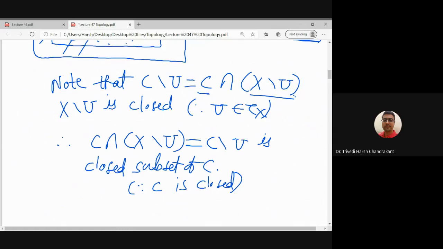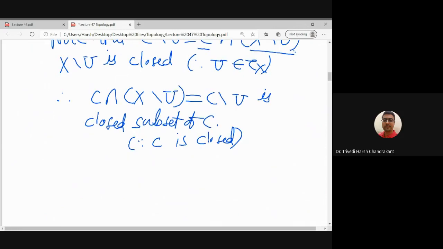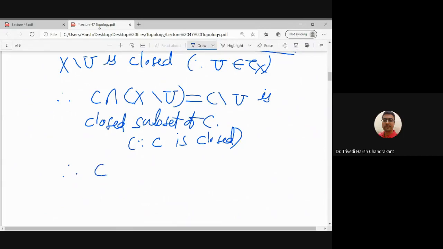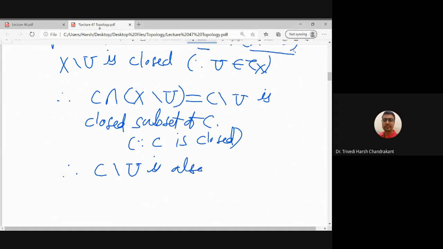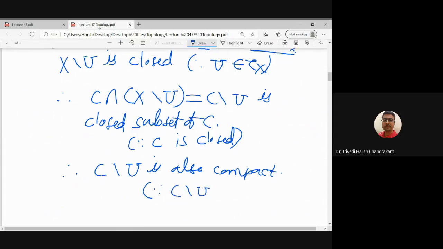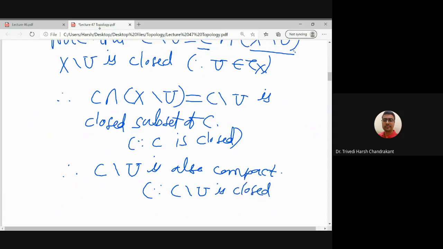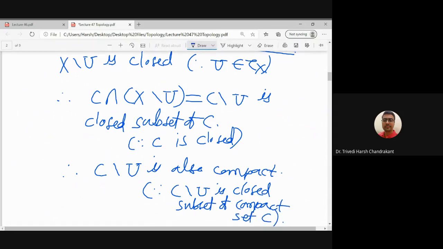And what is C? C is compact. So now we have a closed subset of a compact space, and therefore it is also compact. So C minus U is also compact. So why is it compact? Because C minus U is a closed subset of the compact set C, right? So a closed subset of a compact space is compact.